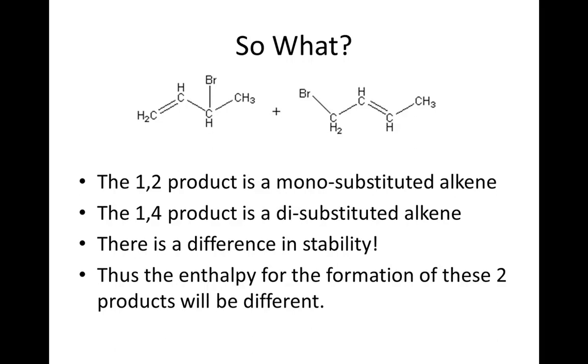Now, how different it is depends on your particular situation. In this particular case, they might not be all that different. I've drawn it as trans, and it could have been cis, and we're not even worrying about that. But if you go back and you review the order of stability of alkenes, the more substituted, the more stable. So these two are kind of next door in terms of stability, but if I was comparing a monosubstituted to a trisubstituted or a tetrasubstituted, there would be a bigger difference in enthalpy.